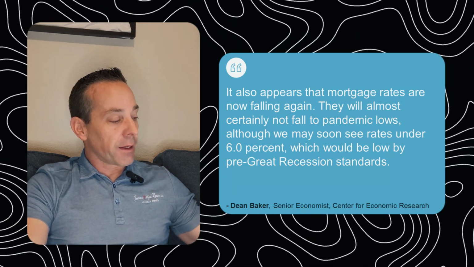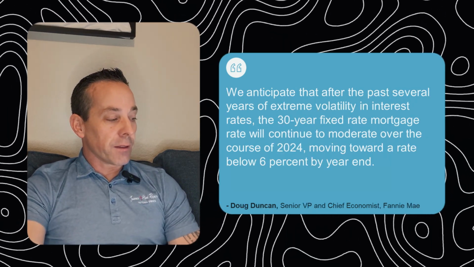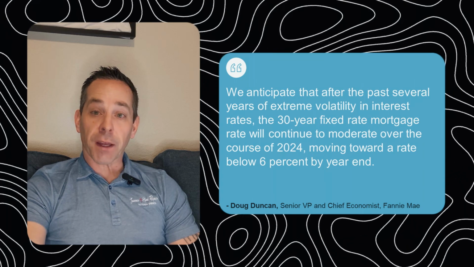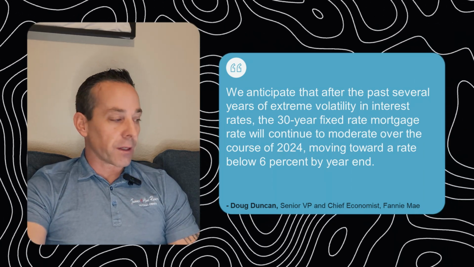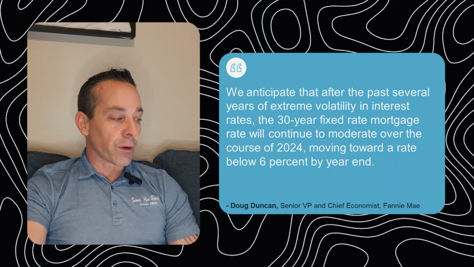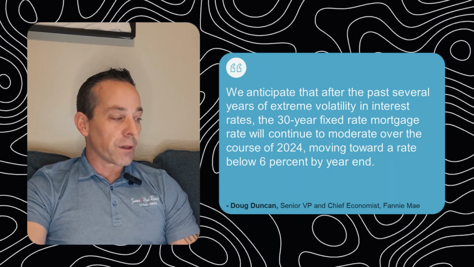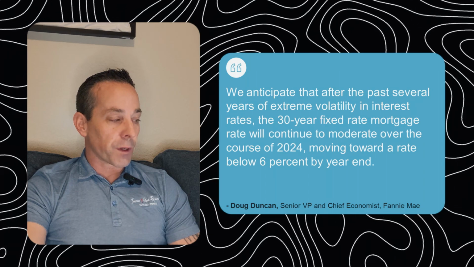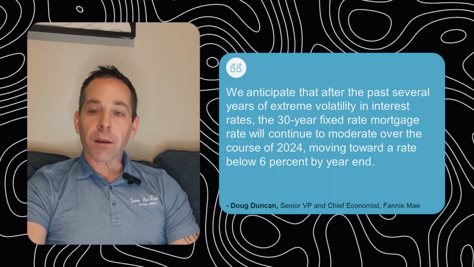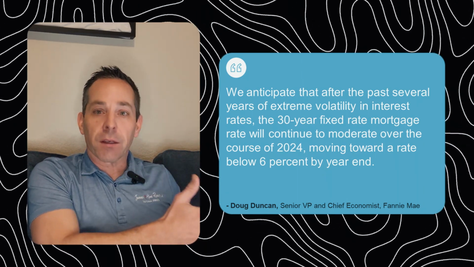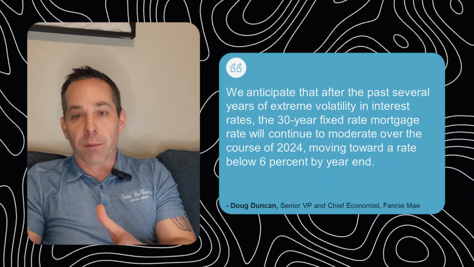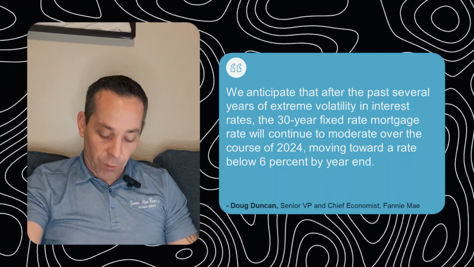And the second slide is from Doug Duncan, Senior VP and Chief Economist from Fannie Mae. It says, we anticipate that after the past several years of extreme volatility in interest rates, the 30-year fixed rate mortgage will continue to moderate over the course of 2024, moving towards a rate below 6%. So again, taking experts that are in this every single day, sharing that information with you on why experts believe that we'll be in the 6s.